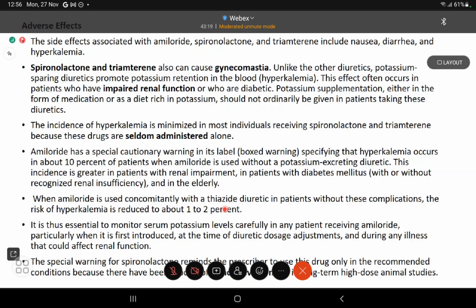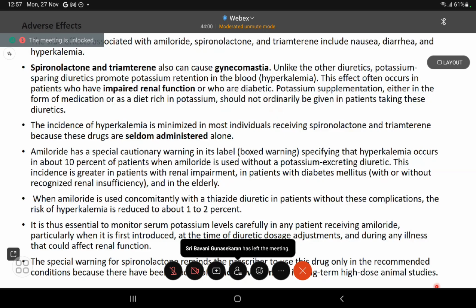In studies, they saw tumor development with long-term high doses in animal studies. What type of tumor they didn't mention, especially for spironolactone. So whether it is suitable for cancer patients or not, so far there's no clear information about this, but they just ask you to take precaution because they found that a high dose of spironolactone might cause development of tumors in animal studies.